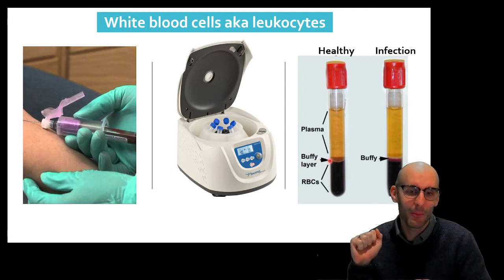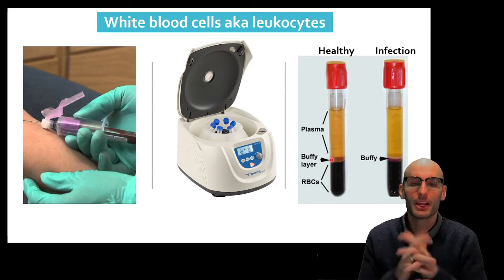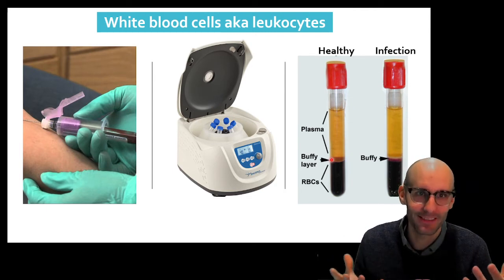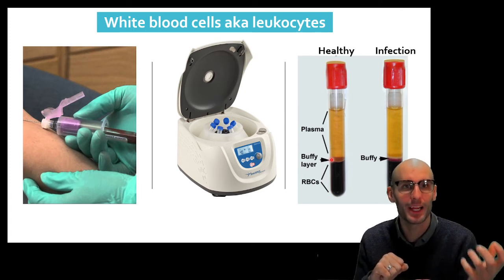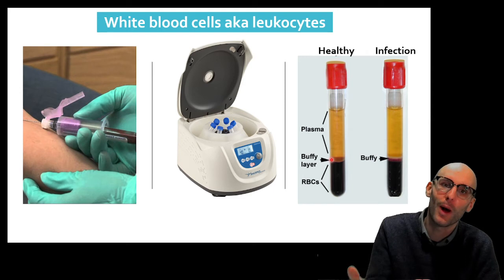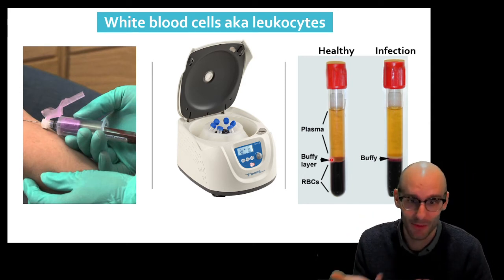And then we end up with what we call a buffy coat, which is literally a white layer of cells. Now we call those cells the white blood cells. So we've got red blood cells which contain hemoglobin and iron, which makes them red, and then we have the white blood cells that do not contain that. Those are immune cells, those white blood cells.